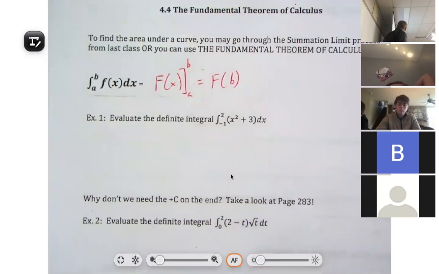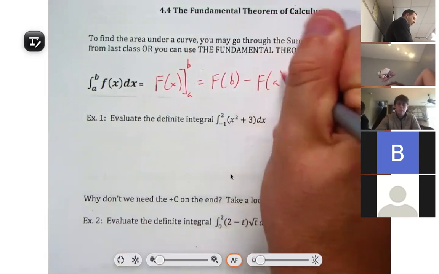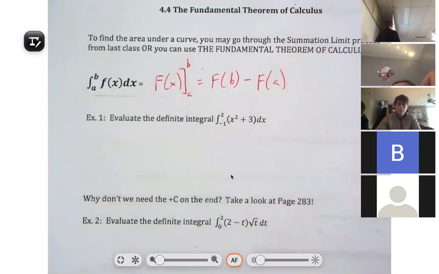So basically, we're figuring out what the antiderivative is at b, at the upper limit. Like we get a number. And then subtract whatever we get when we plug in the lower limit. This right here is the fundamental theorem of calculus.